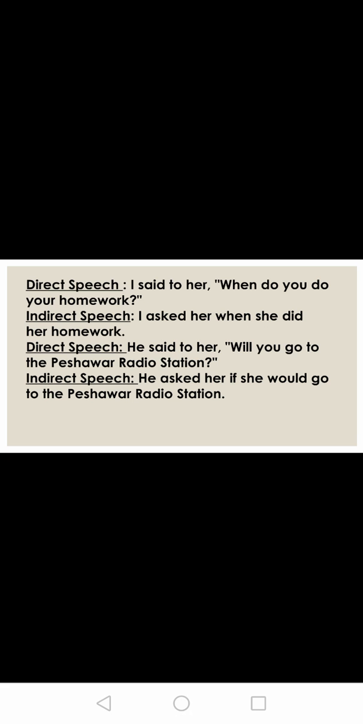Okay, let's see the example. I said to her, when do you do your homework? This is a question. Now change it into indirect speech: I asked her when she did her homework. Now there is no question mark in indirect speech, okay? He said to her, will you go to the Peshawar radio station? He asked her if she would go to the Peshawar radio station. This is if. We have added this if.